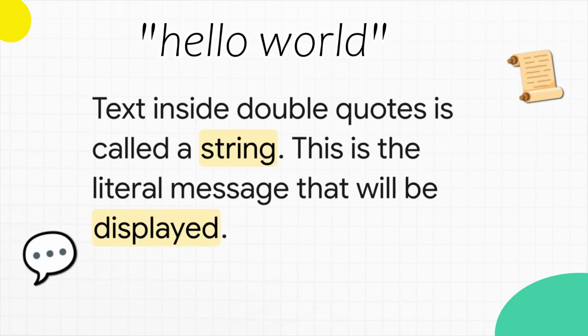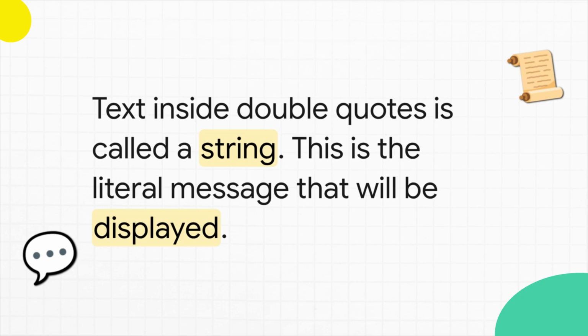So what information are we telling it to print? Well, whatever is inside these parentheses and wrapped in double quotes. In programming, a piece of text like this is called a string. The quotes are a signal to the computer, telling it, hey, treat this as literal text to be displayed, not as a command you need to figure out.